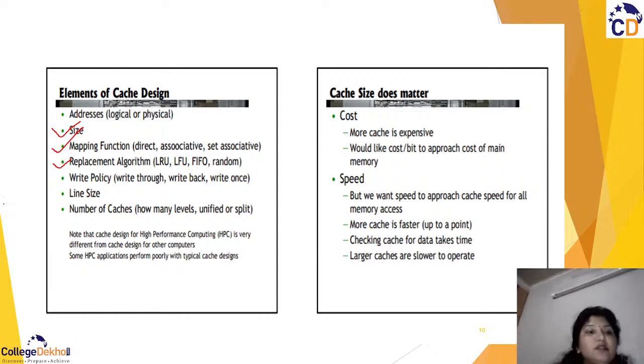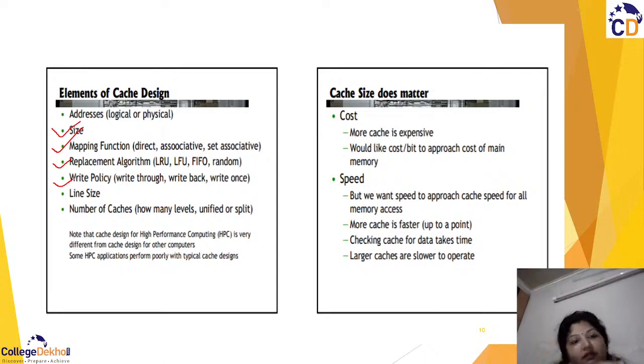Then we have the write policy. You are writing something into the memory and then removing it. So there are write through, write back, and write once. These are the three methods through which we are writing. Then line size, what is the size of the line? Number of caches, how many levels? Like we have seen, first it is going to search the first level, then the second level, then the third level. So obviously if the size is large, it would take more time, right?